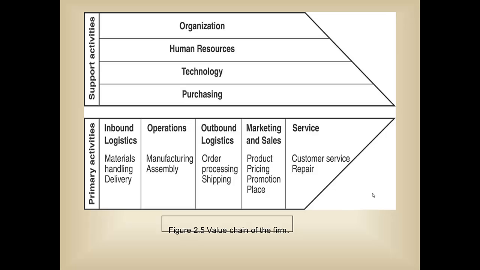But look at inbound logistics, so materials handling, delivery, operations, so the manufacturing and assembly, outbound logistics, so order processing and shipping, marketing and sales. This is the product, pricing, the promotion, the place. And service, so customer service and repair. So that's your primary activities in an organization where value is created.